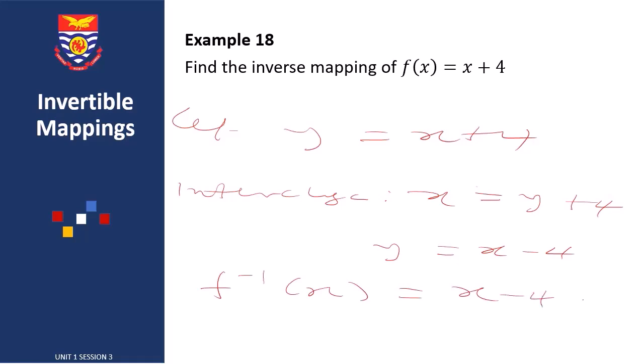And then what values make it defined? All members of R. So the domain is that x is a member of R. So that will be the domain. So in actual fact, that is the inverse. Good.